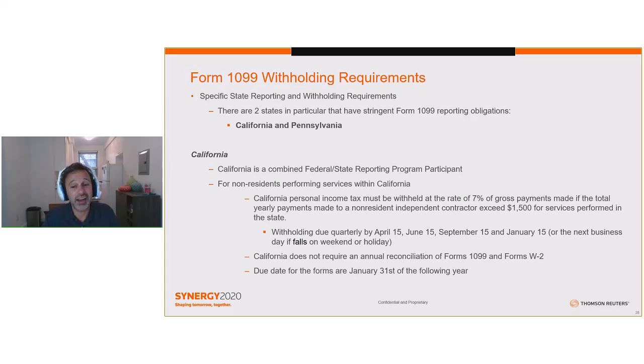Luckily, California does not require an annual reconciliation of Form 1099 and W-2. That goes to the point I was making earlier where if your W-2s and 1099 annual reconciliations are combined reporting for the end of the year, and you've got one system and one supplier reporting W-2 wages and withholding, and another system reporting 1099 withholding, it's difficult to reconcile. Again, the due date for these forms is January 31st through the combined program.